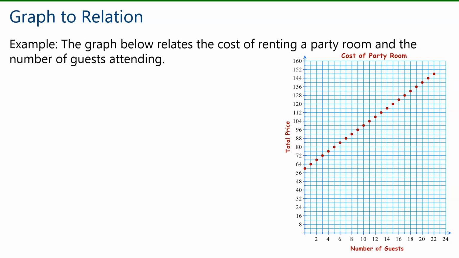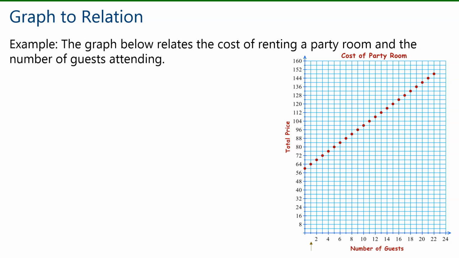I notice on the bottom I have the number of guests. On the vertical axis I have the total price, and all of the points lie in a straight line, meaning it's a linear relation. Now let's consider the scale. On the bottom, not every block is marked. So what is this first block here worth?